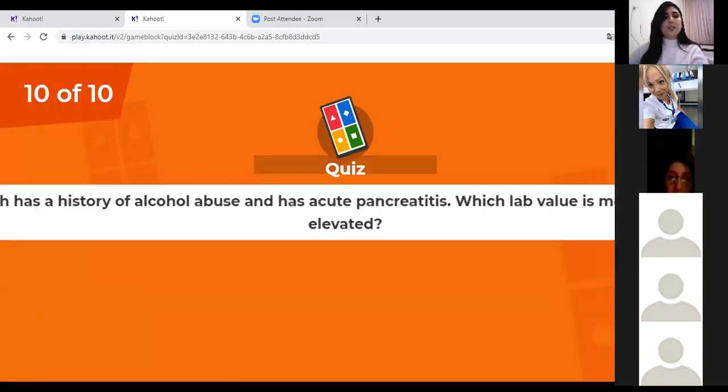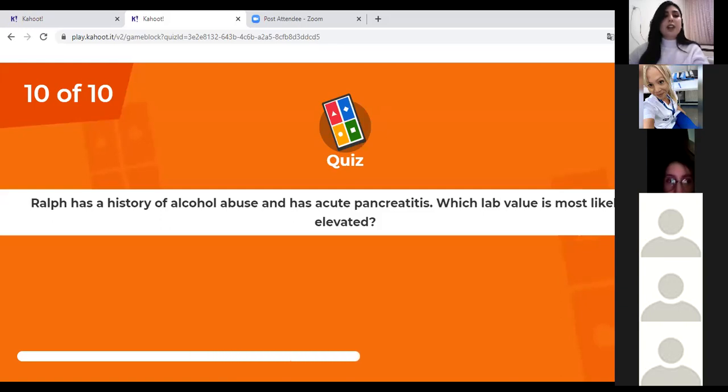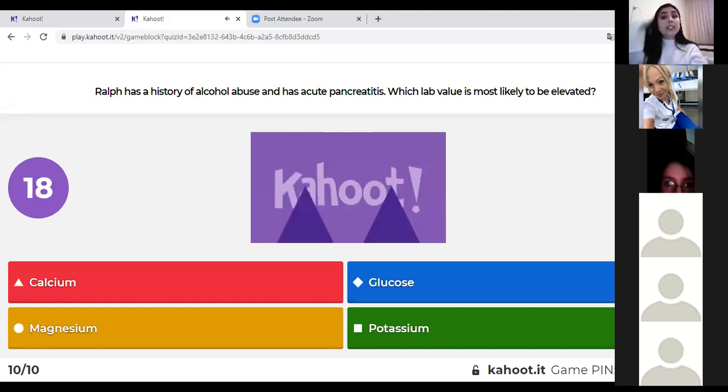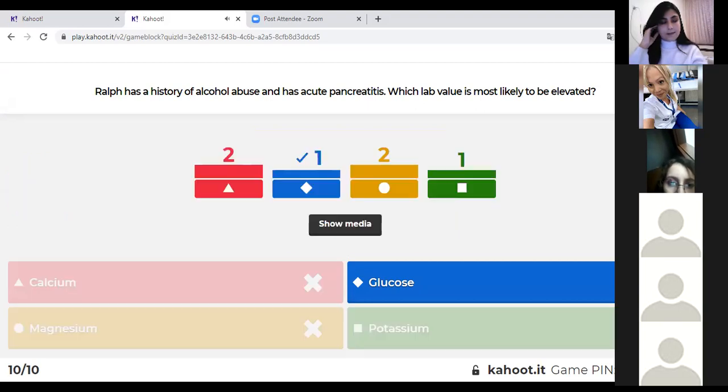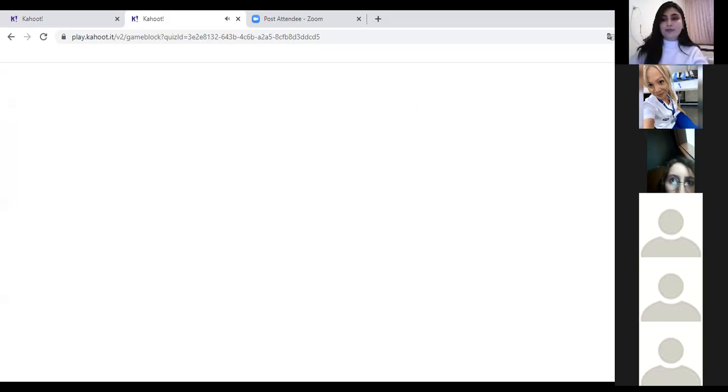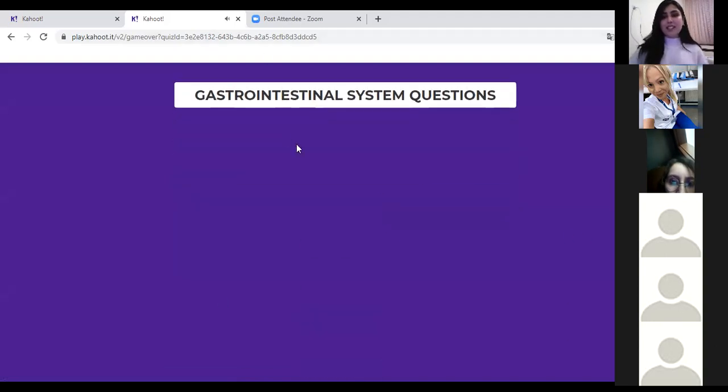The last question. Ralph has a history of alcohol abuse and has acute pancreatitis. Which lab value is most likely to be elevated? Calcium, glucose, magnesium, potassium. Yeah, the true answer is glucose. And the game is ended.